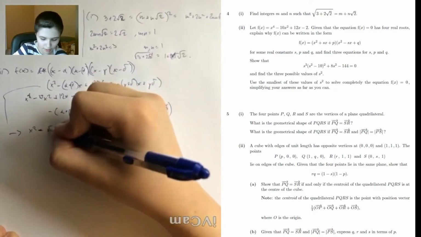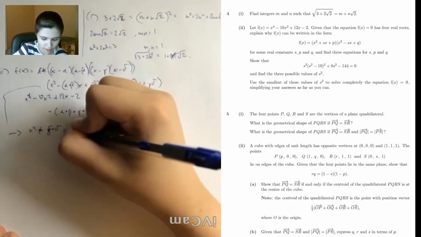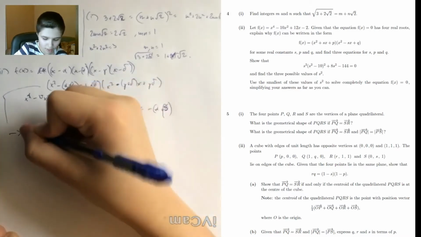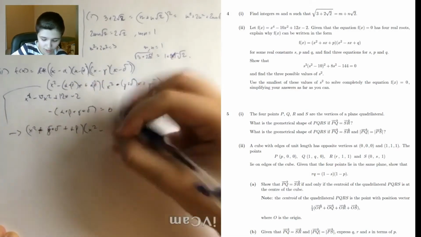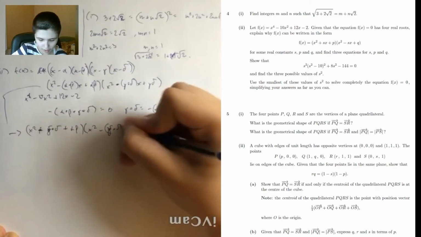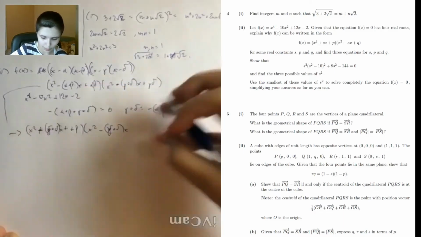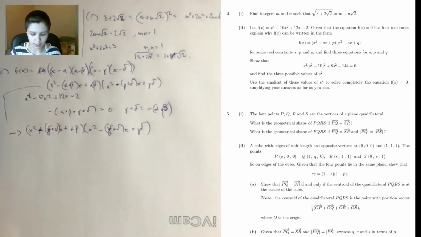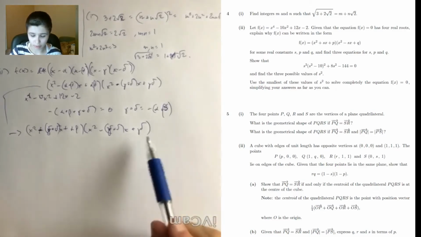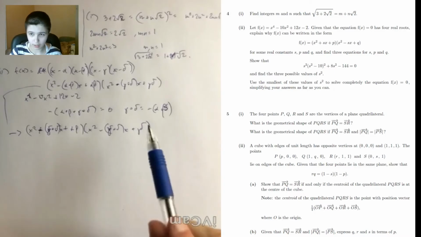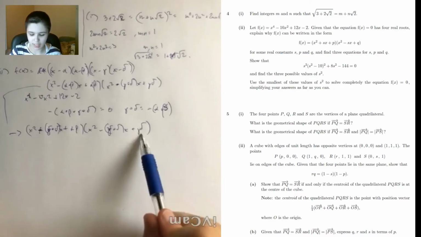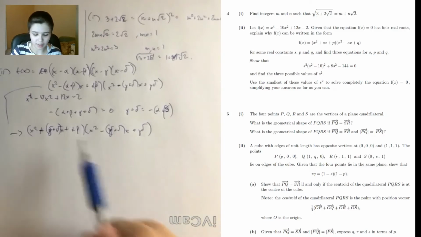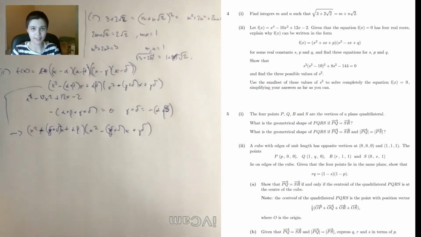Plugging this back in, we get x squared minus (alpha plus beta) x plus alpha beta, and x squared minus (gamma plus delta) x plus gamma delta. And so if you have S equal to gamma plus delta, then P is equal to alpha beta, Q is equal to gamma delta, and you get the f of x that you require.